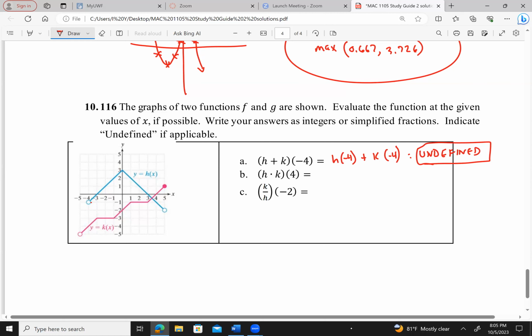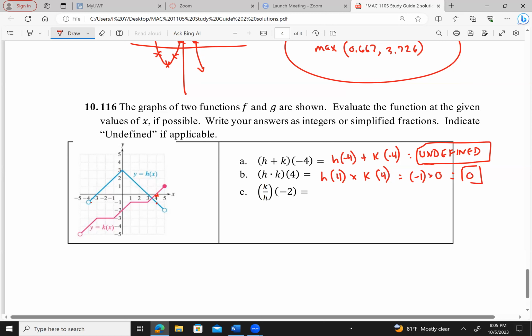Okay, now I have h of 4 times k of 4. Okay, h of 4 is right here, -1. K of 4 is 0. I have -1 times 0, which is 0.